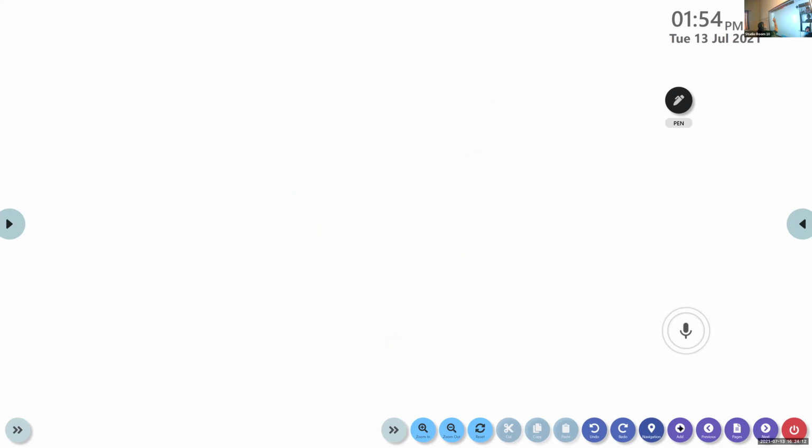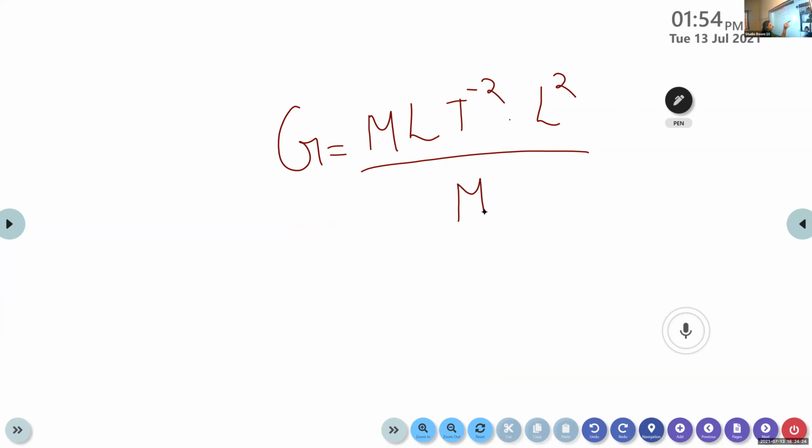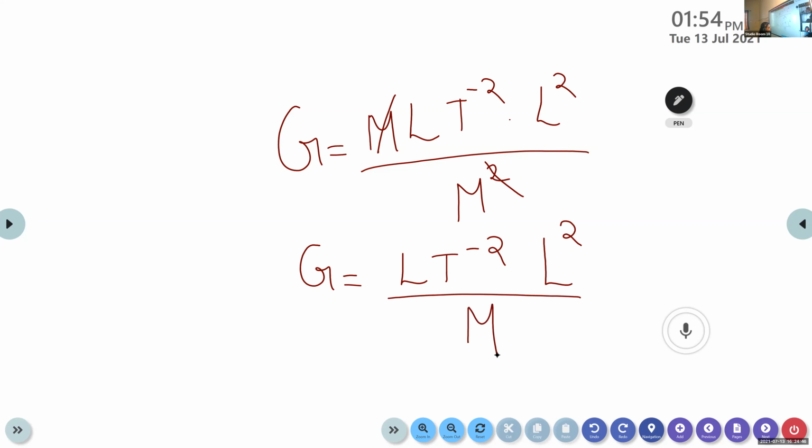Here we get G is equal to MLT raised to minus 2 into L square divided by M square. Mass into mass. The dimension of the first mass is M, the dimension of the second mass is M, so we can take it as M square. One mass from the numerator and one mass from the denominator is cancelled, so we get G is equal to LT raised to minus 2 L square divided by M.